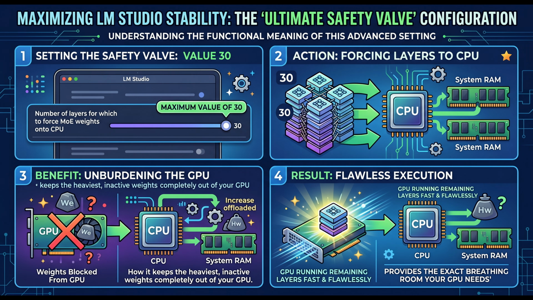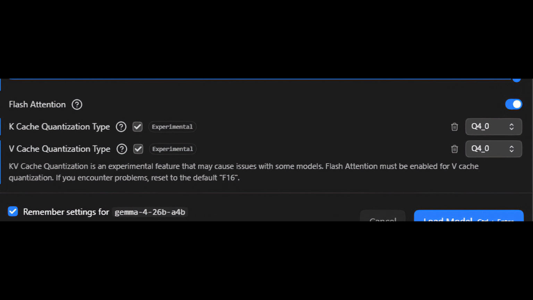The number of layers for which to force MoE weights onto CPU is cranked to the maximum value of 30, acting as your ultimate safety valve. By setting it to 30, you are explicitly forcing your CPU and system RAM to hold and process 30 of the model's layers. This keeps the heaviest, inactive weights completely out of your GPU, giving it the exact breathing room it needs to run the remaining layers fast and flawlessly. Finally, flash attention is enabled, and the quantization type is set to Q4.